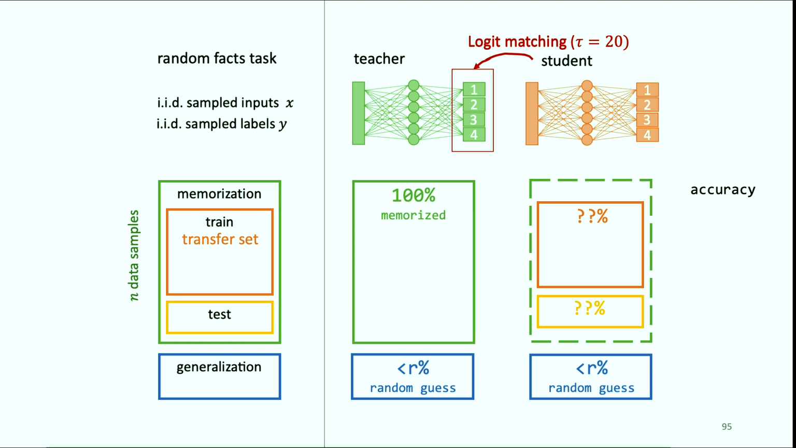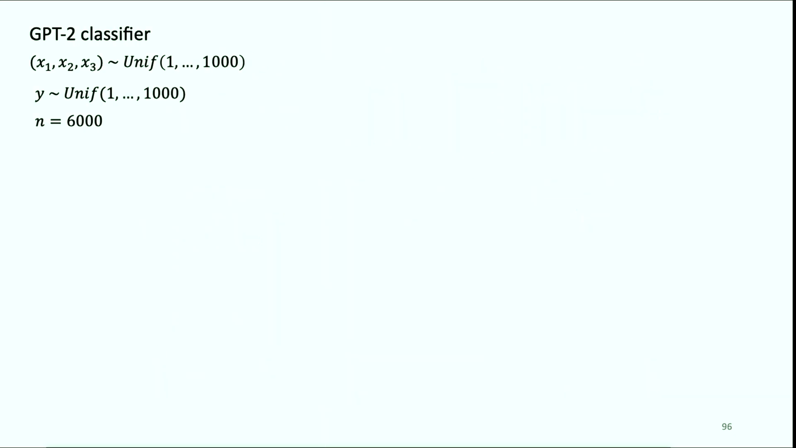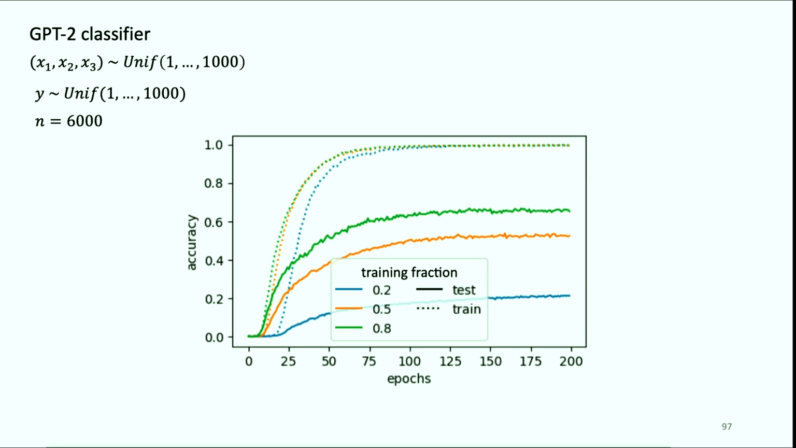So you can run this experiment for this random fact setting with a big model. You take 3 numbers, sample each of them from 1 to 1,000, and put them in as an input. Then you train a classifier on top of a pre-trained network, but you actually train the whole thing, and you fix your data set to a given size.